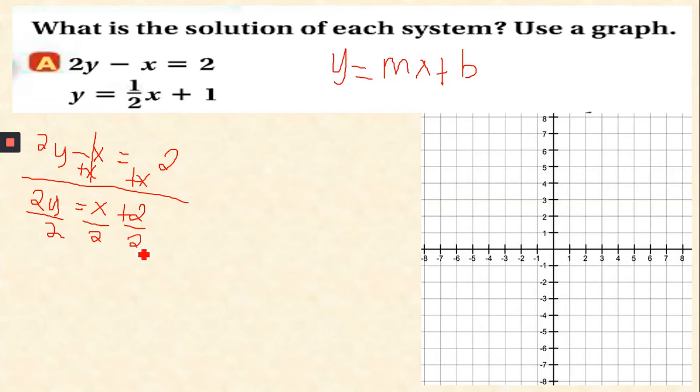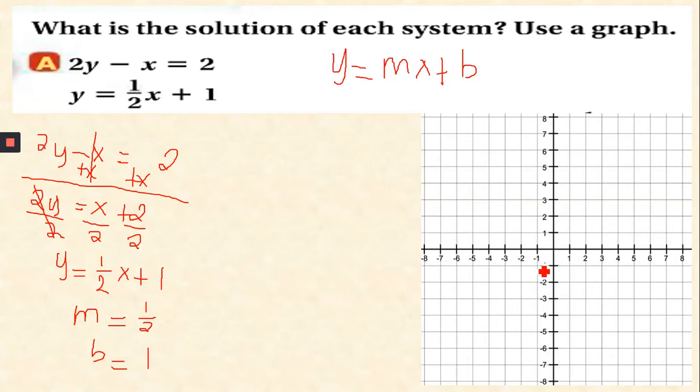Okay? So 2 divided by 2, that is 1. So you now have y equals x over 2. What is the number beside x here? That is 1. So you now have 1/2 x plus 2 divided by 2, that is 1. After that, we are now ready to determine your slope and your y-intercept. Your slope is the coefficient of your x, which is 1/2. And your y-intercept is 1.